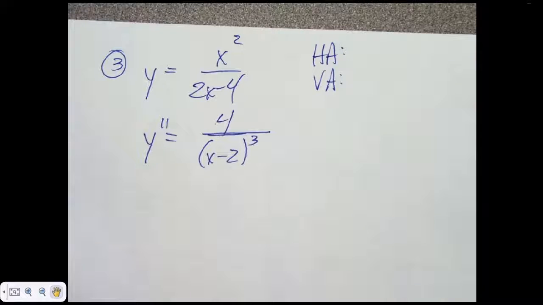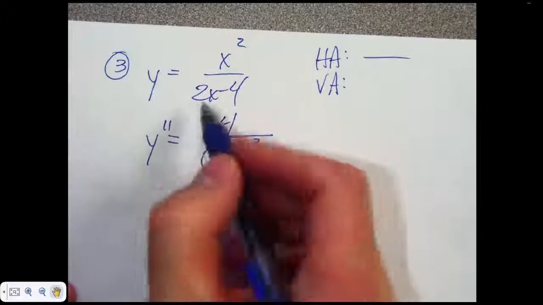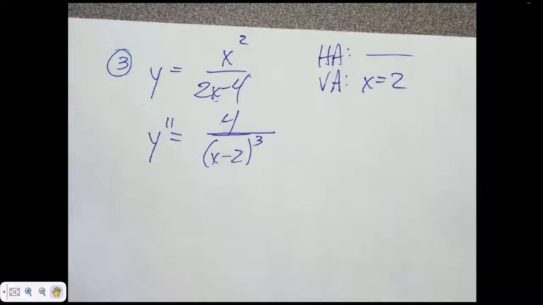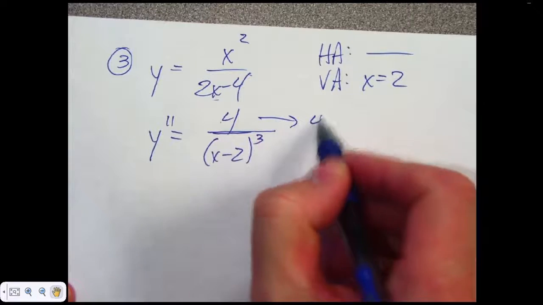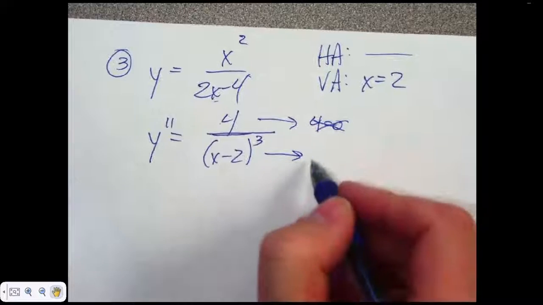So, are there any horizontal asymptotes? Somebody speak besides me. No, why not? High bars on top. So no horizontal asymptotes. Are there any vertical asymptotes? Yes, because vertical asymptotes come from the bottom equals 0, so there is a vertical asymptote at x equals 2, right? Okay. So at the top equals 0, 4 equals 0, never happens. So at the bottom equals 0, when you solve that, you're going to get x equals 2.